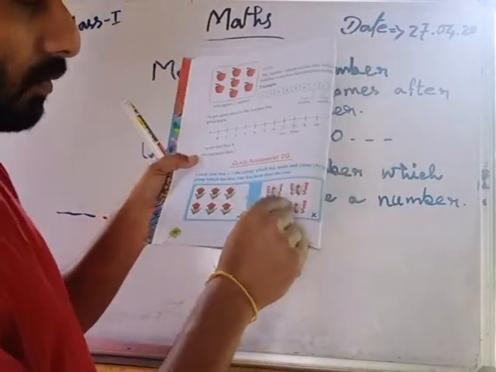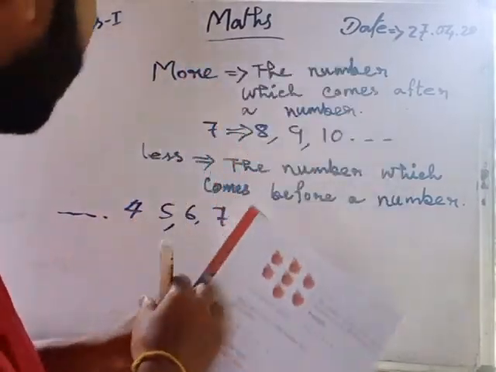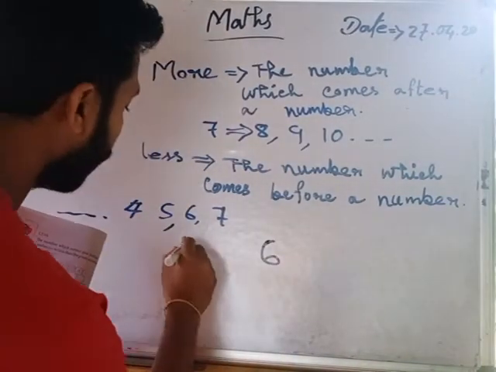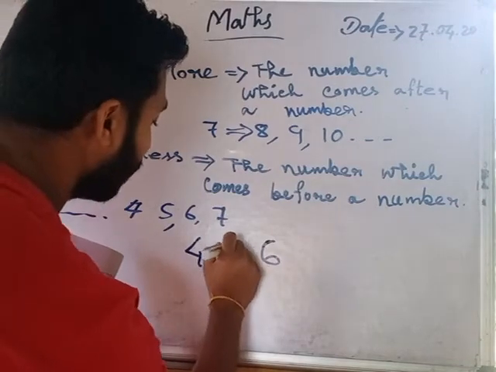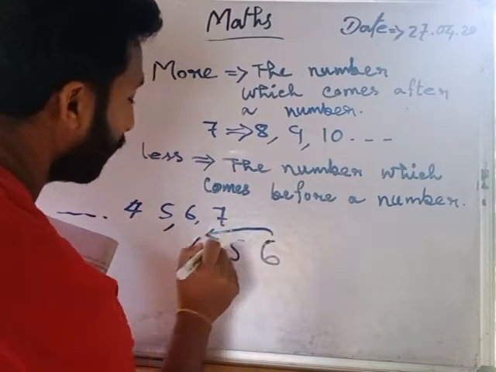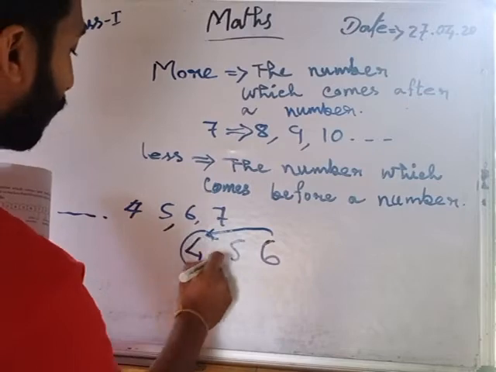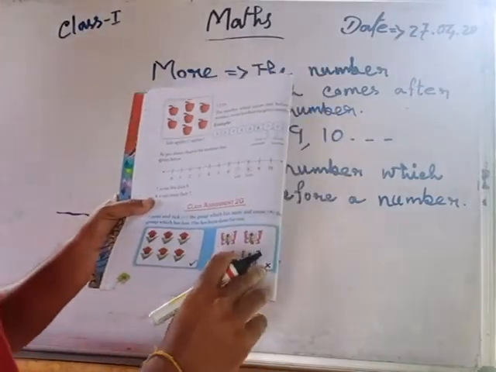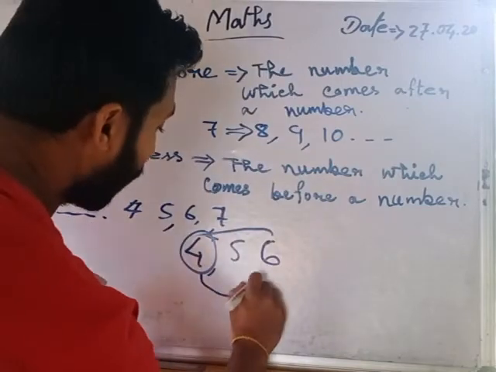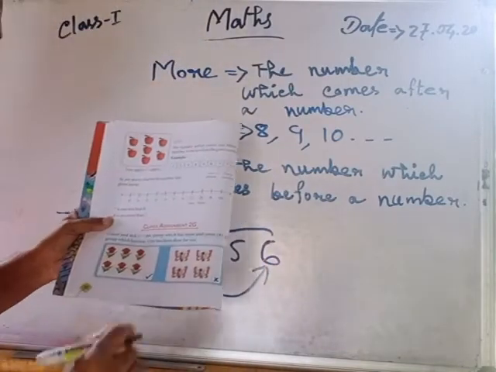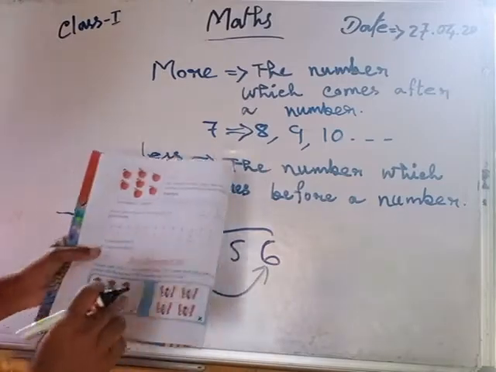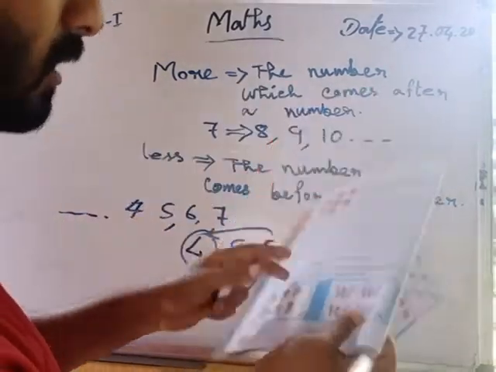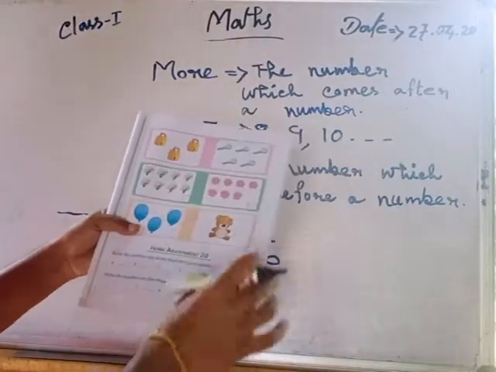And 4 is less, and 4 is in the back. That means before the number. 4 is the before number. That means it is less. And after 4 is 6. That means it is more. So you should write a tick here. You should put a tick mark.